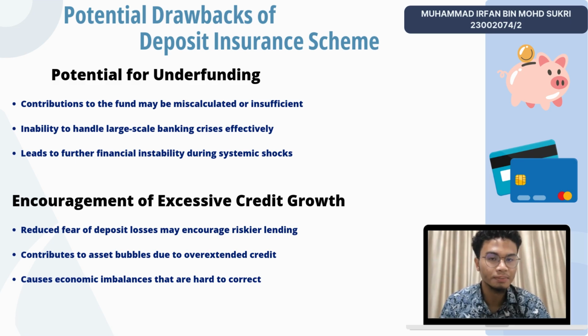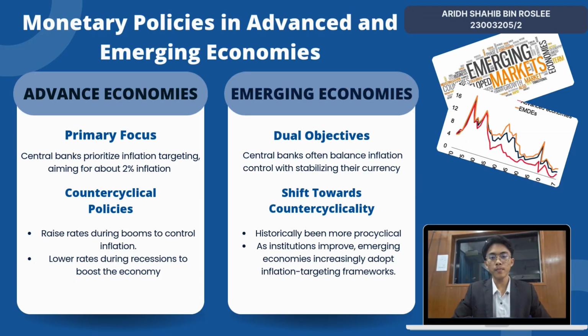confidence is already shaken. Another critical issue is the encouragement of excessive credit growth. Deposit insurance reduces the fear of deposit losses, which might lead banks to engage in riskier lending practices. This can fuel rapid credit expansion, often contributing to the creation of asset bubbles in areas like real estate or the stock market. When these bubbles eventually burst, they leave behind economic imbalances that are difficult and costly to address.